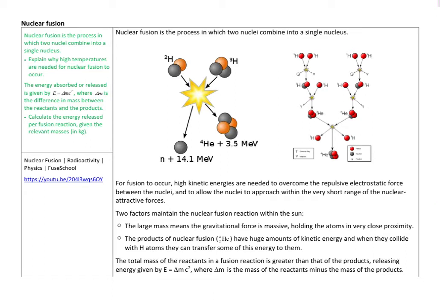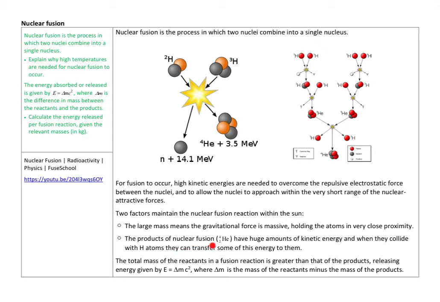However, why can this happen in the sun continually, but we can't recreate that in a sustained way on Earth? Well, that's because we need so much energy to push them closely together. How does the sun do this? So two factors maintain nuclear fusion reaction within the sun. The large mass means the gravitational force is massive, holding the atoms in very close proximity. So the sun is massive. Gravity is so strong, it really holds those atoms closely together, much more closely than they would be held on the Earth due to gravity. So that's the starting point.